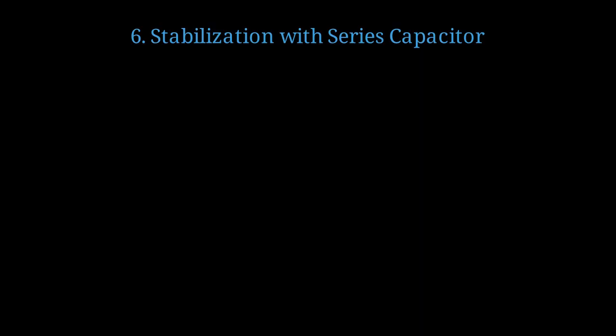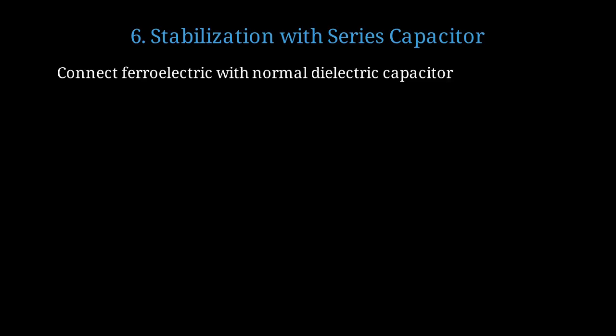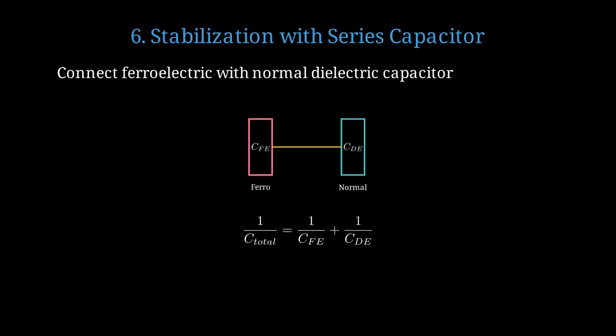Let's see how connecting a normal capacitor in series can stabilize negative capacitance. We connect a ferroelectric layer with negative capacitance in series with a normal positive capacitance dielectric. This diagram shows the series connection of a ferroelectric capacitor with negative capacitance and a normal dielectric capacitor with positive capacitance. For capacitors in series, 1 over C total equals 1 over C ferroelectric plus 1 over C dielectric.